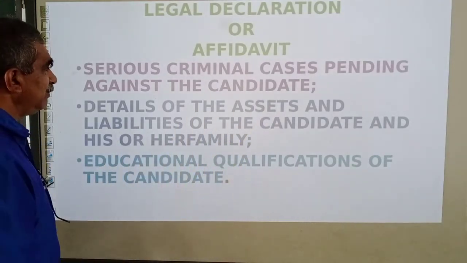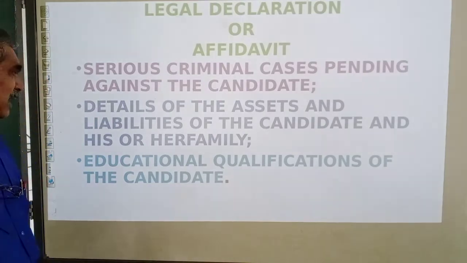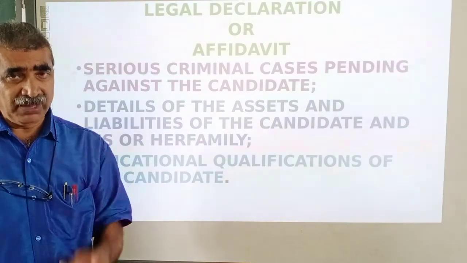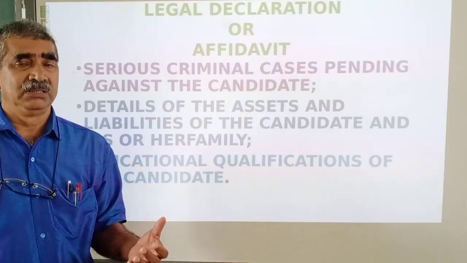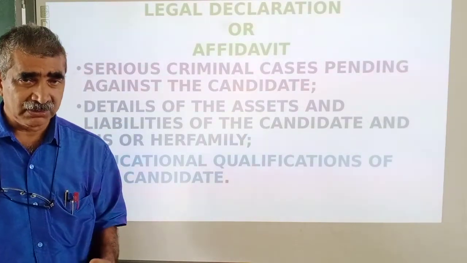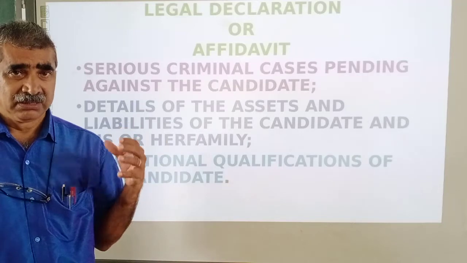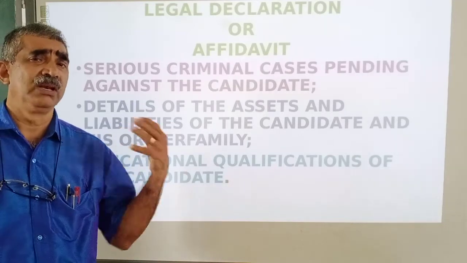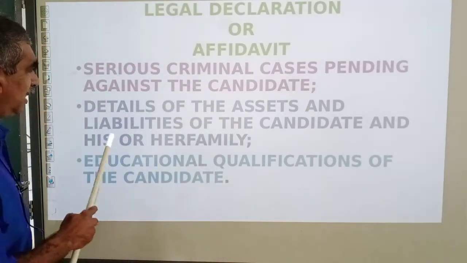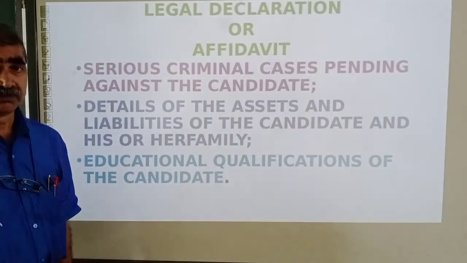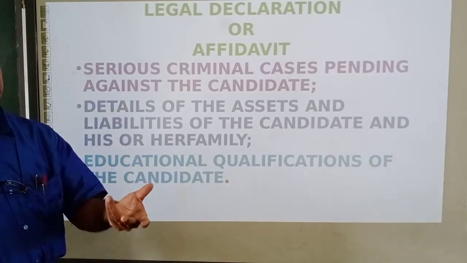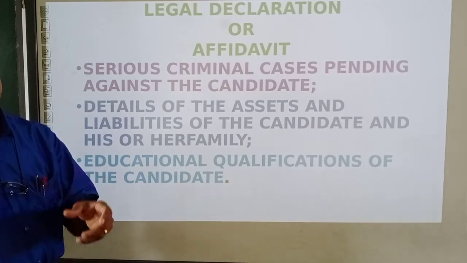Details of the assets and liabilities of the candidate and his or her family. So if I am a candidate, I have so much property. How much land do I have? How much property do I have? If I have a car, watches, whatever wealth is available, I should give all the details of that wealth. Then the liabilities: if I have taken a loan from a bank, I have to pay back the loan. That also I should mention in the affidavit I sign. So I should mention all those things.